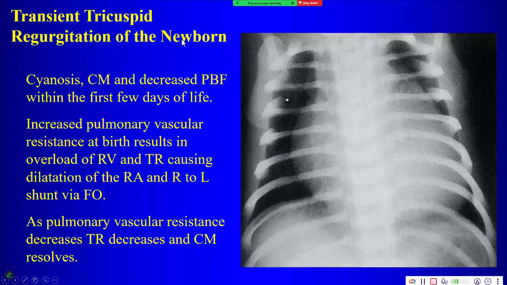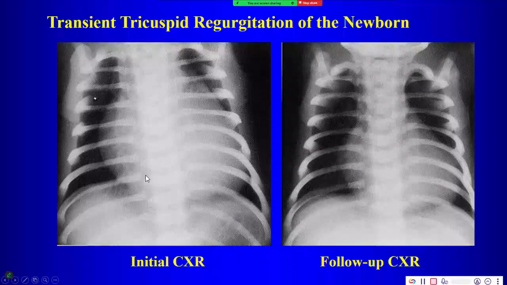Okay? There's also transient tricuspid regurgitation of the newborn, and what happens here is, because the pulmonary vascular resistance at birth can be very high, that increased pulmonary vascular resistance causes obstruction of blood flow to the pulmonary circulation. And these patients, if they have a patent foramen ovale, can get right to left shunting across a patent foramen ovale. This is self-limiting, so as the pulmonary vascular resistance drops, the tricuspid regurgitation decreases and the cardiomegaly resolves. So that's called transient tricuspid regurgitation of the newborn.